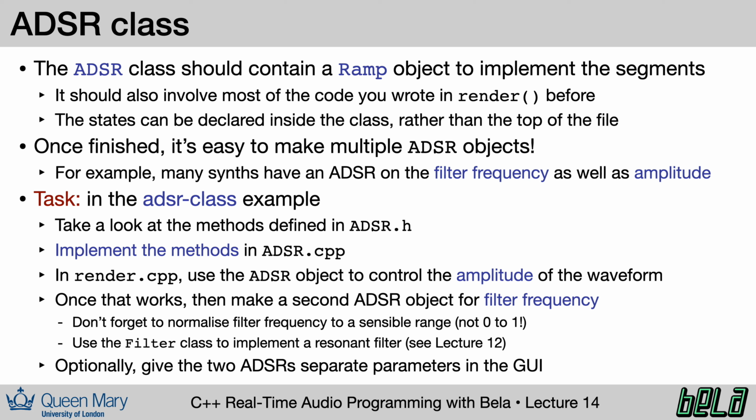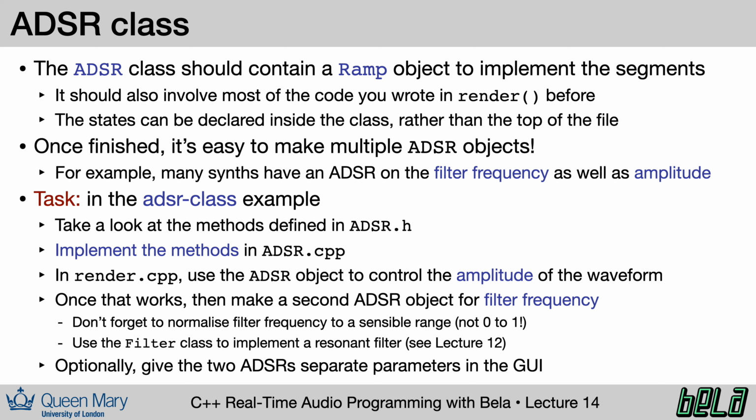Once you have this class-based implementation working, then you can make a second ADSR envelope which you're going to use to control the filter frequency. Remember that you're going to need to renormalize the output value of this envelope. The filter frequency shouldn't be a value between 0 and 1. It needs to be a reasonable range of frequencies in the hundreds or low thousands of hertz. You can use the filter class to implement the resonant filter, as we saw in lecture 12.